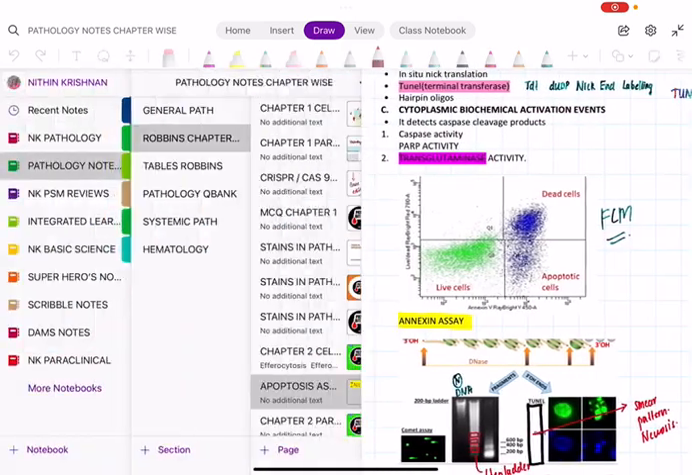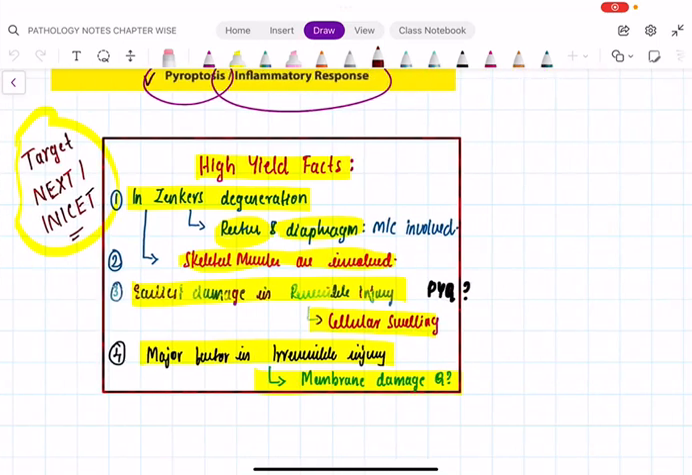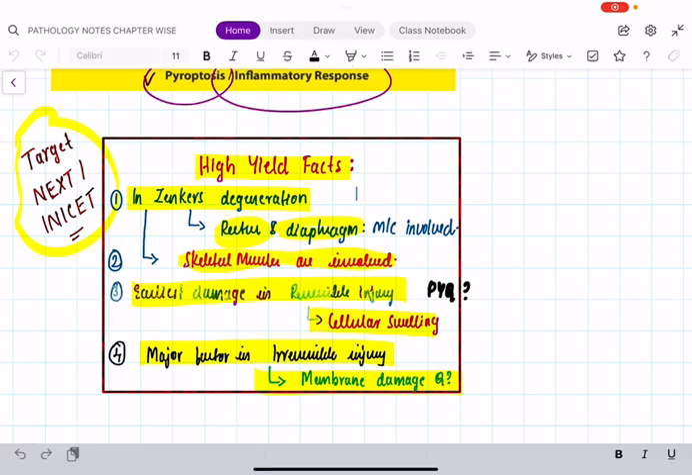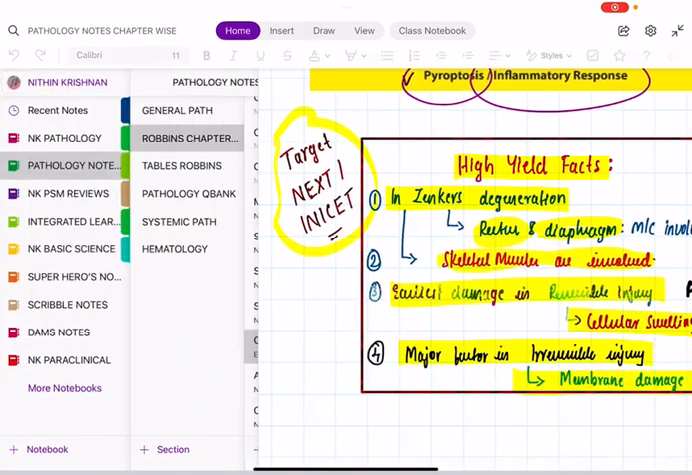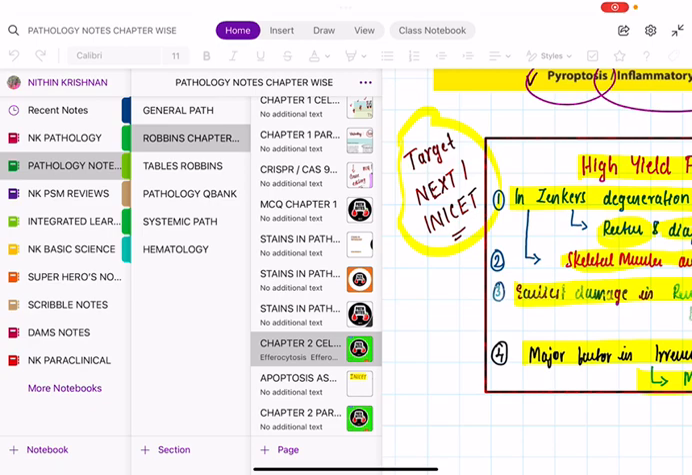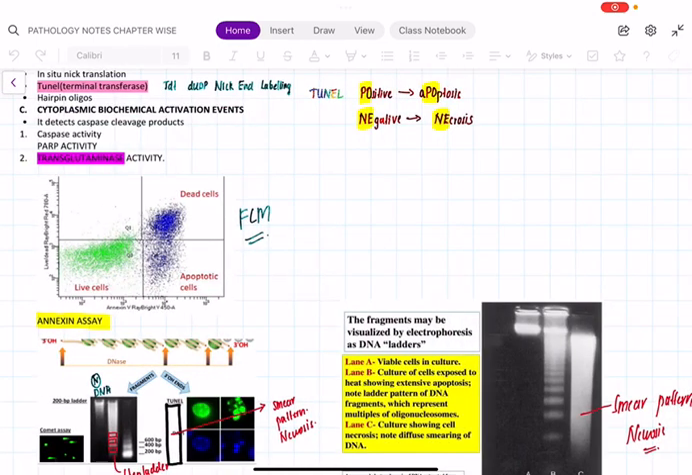Okay, so I think these are the various concepts we have learnt. Then next I am going to talk about some of the apoptosis assays.